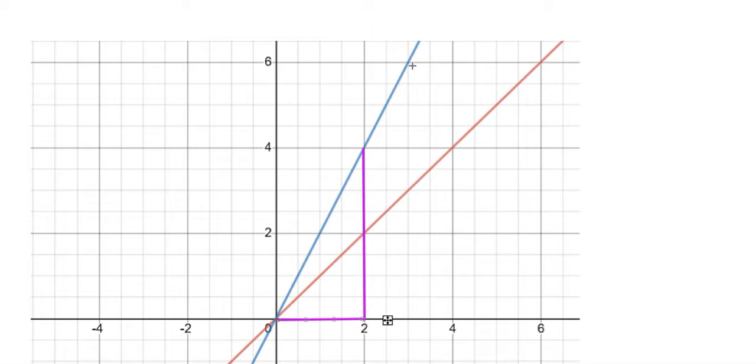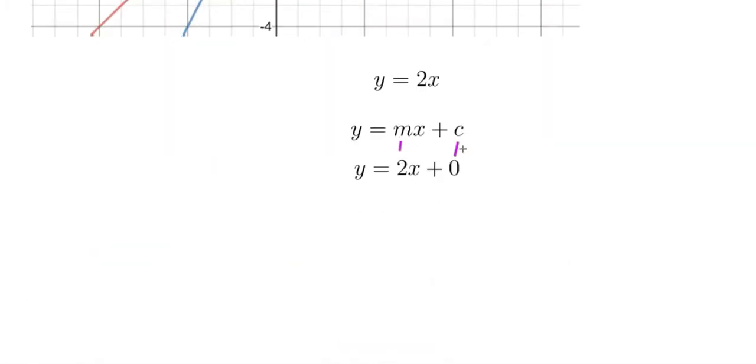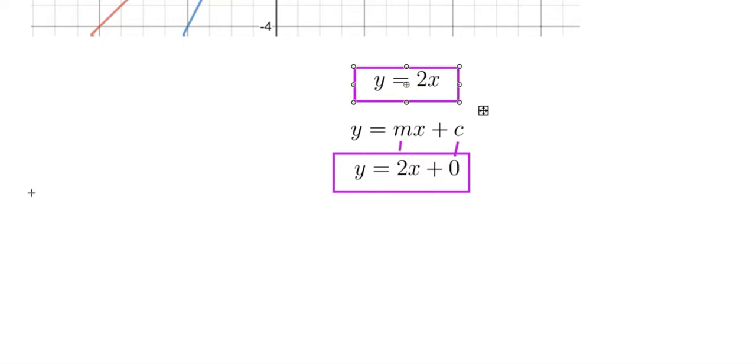I can do this again. I can see that the change in y here is 6. The change in x at this point is 3. 6 divided by 3 is 2. So the gradient is 2 when the intercept is 0. As a result, we have y equals 2x plus 0, wherein we do not take into account this plus 0. It's unnecessary. So we just stick with y equals 2x.